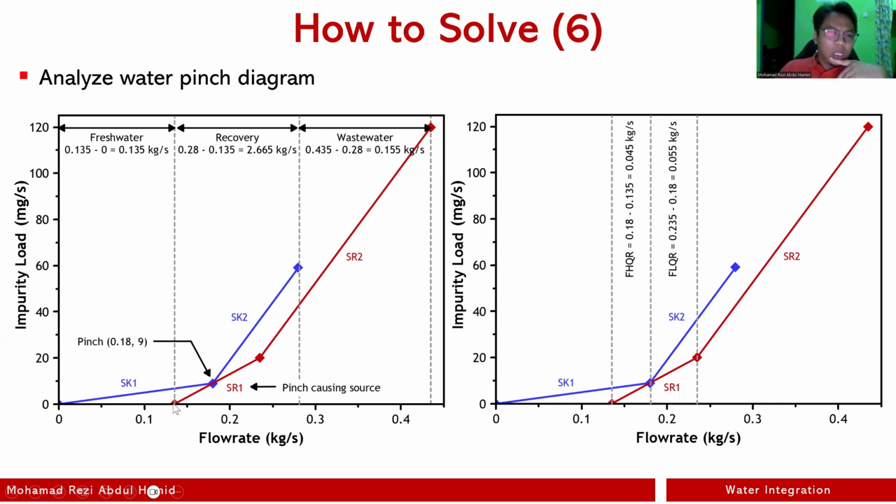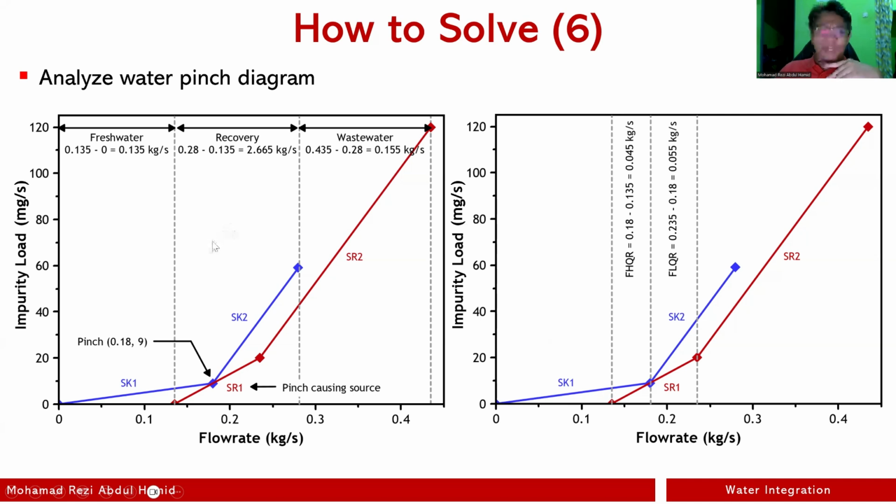It's quite simple. So in here, you have 0.135 minus 0, as simple as that. So the amount of fresh water that you need to provide is 0.135 kilogram per second.